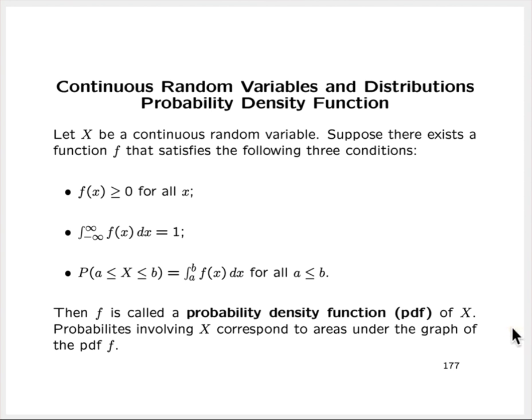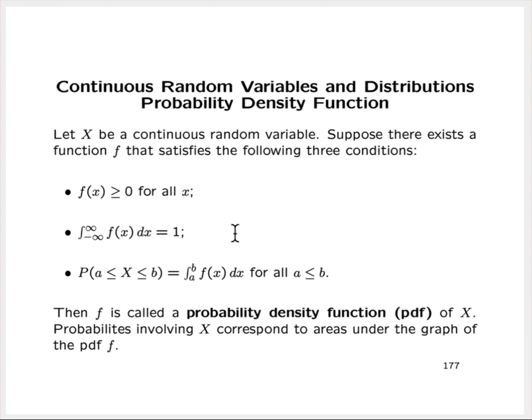The first condition is that the function always evaluates to a non-negative number. Regardless of the value at which we evaluate it, when we plug it in, we always get something that is non-negative. The PDF never evaluates to a negative number. It's always greater than or equal to 0.